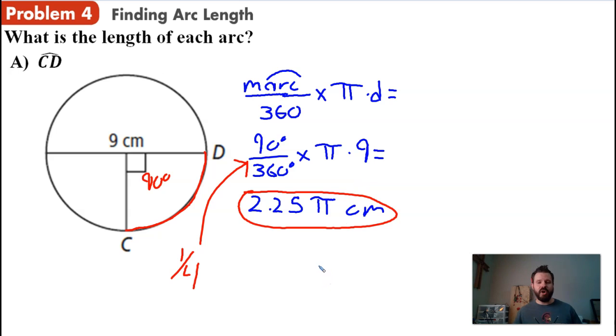All right, part B is the same idea. I believe there's 2 questions in that. Why don't you take a minute, pause the video, work those out, and then hit play to check your answer or to get some help if you need it.